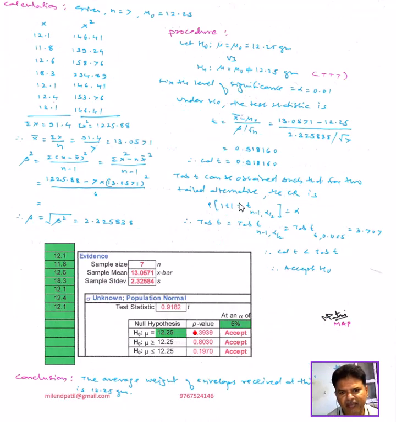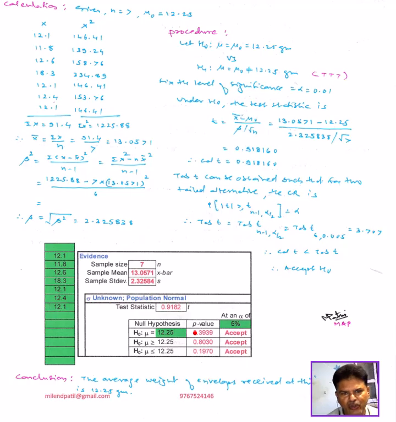So table T can be obtained such that for two-tailed alternative, probability of mod T greater than or equal to t(n-1, alpha/2). Why have we taken this alpha by 2? Because the case is a two-tailed test and the level of significance in this case is 0.01. So table T at n minus 1, alpha by 2: n is 7, 7 minus 1 is 6, and alpha is 0.01, so that should be divided by 2. So the value is table T at 6 and 0.005.